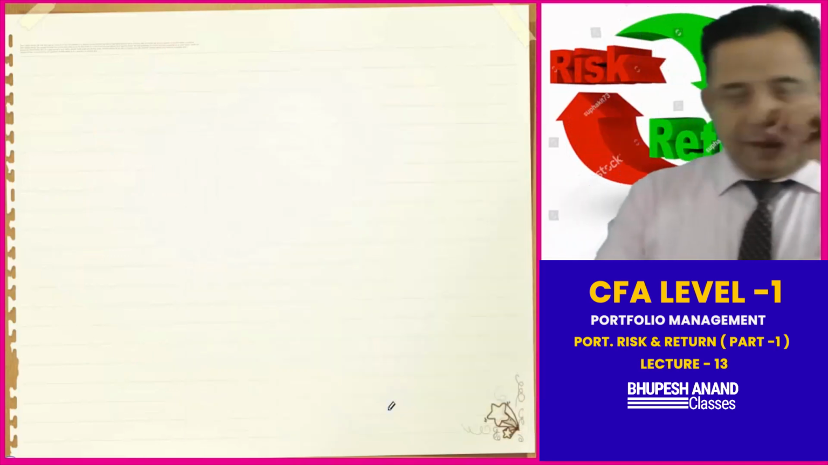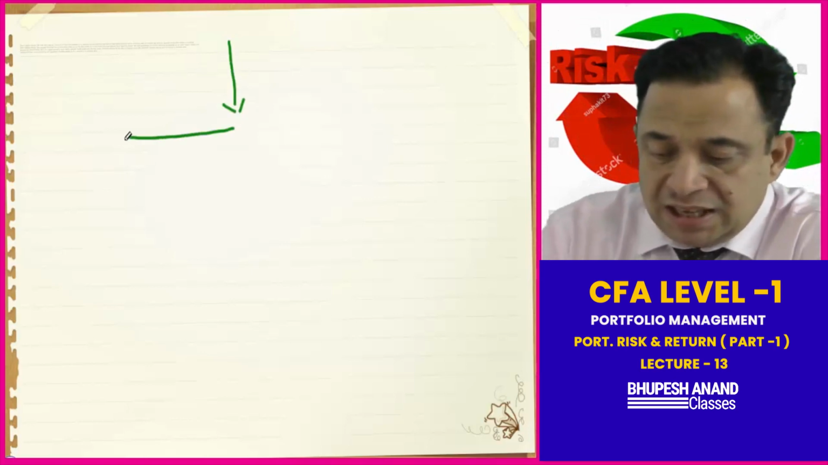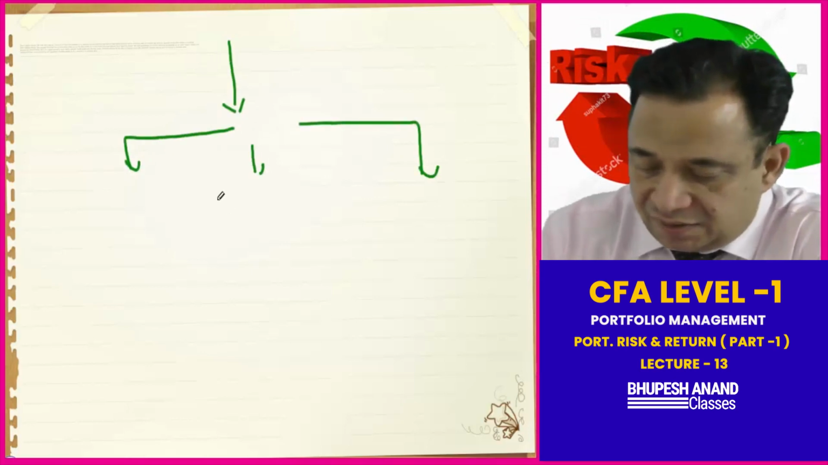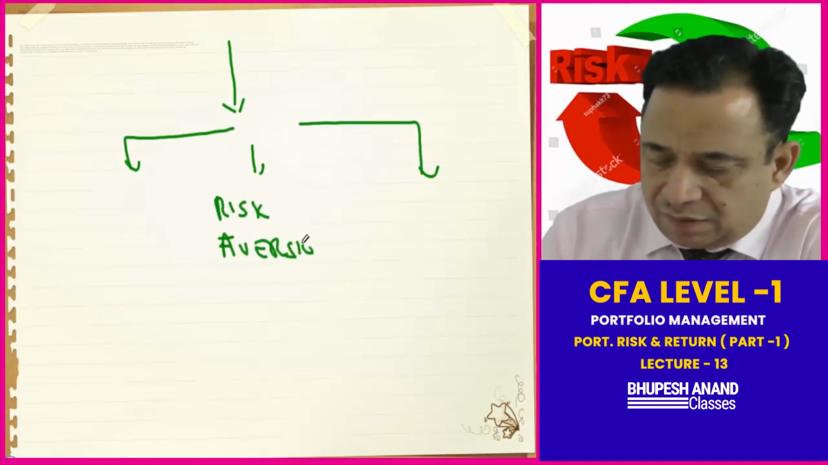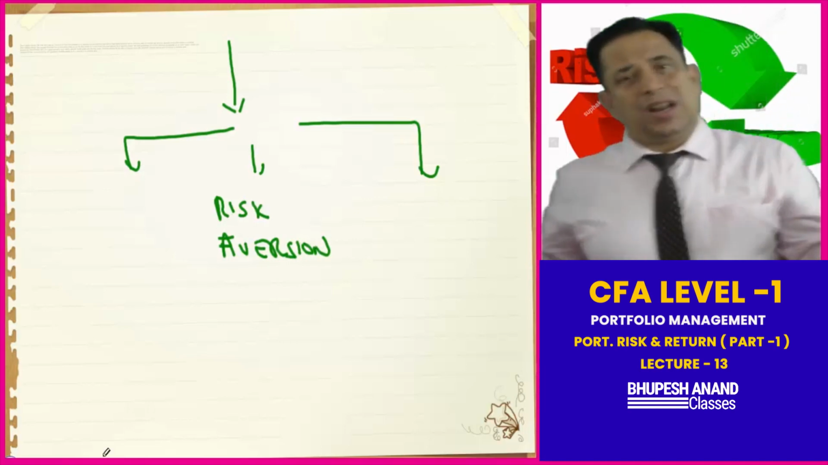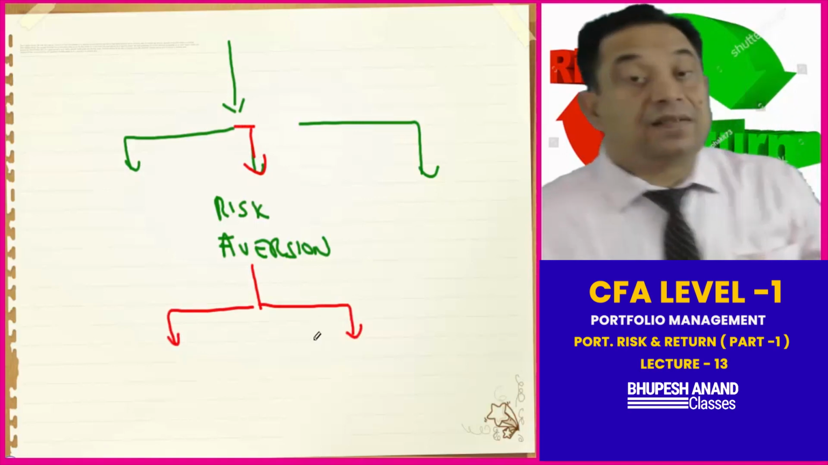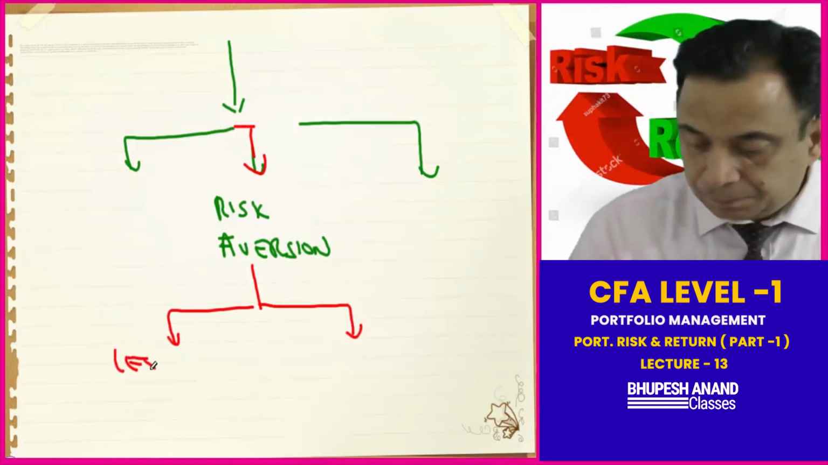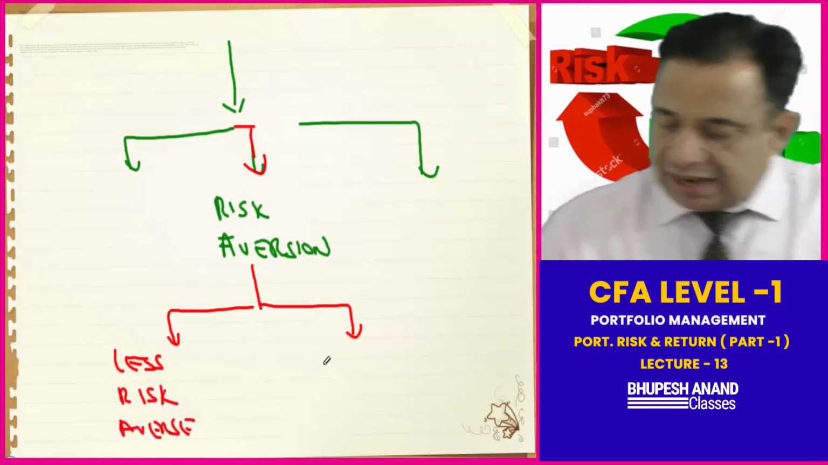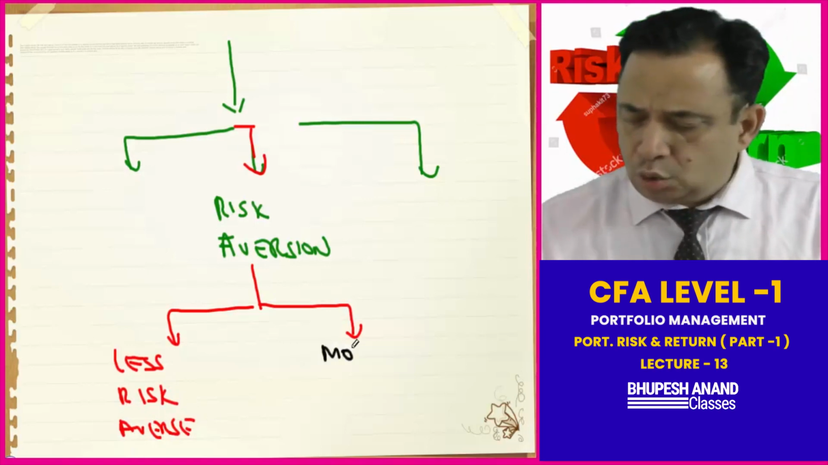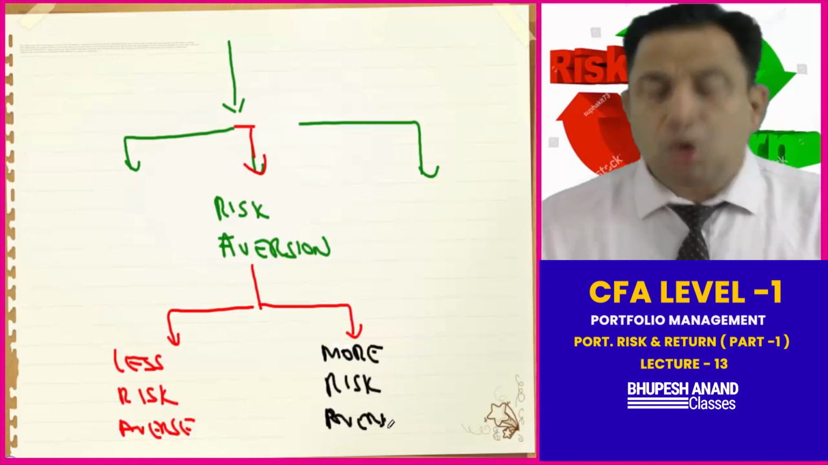Now my question to you: I have told you there are different types of investors: risk lover, risk neutral, and risk averse. And most of the investors are risk averse. Now within risk averse, these are rational investors. We all are risk averse, but we can have two categories of risk averse investors: less risk averse and more risk averse.